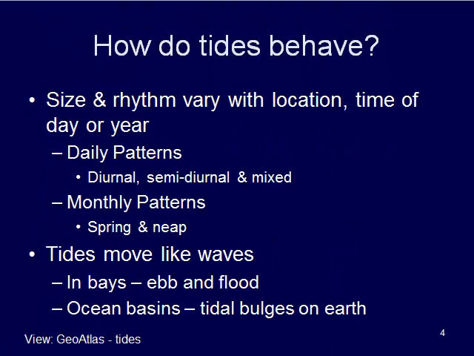So how do tides behave? Well, the size of the tide, the rhythm, how often it happens vary with where you are on the globe and what time of day or year it is. There's daily patterns. So you can have what are called diurnal, semi-diurnal, and mixed tides. We'll go into those in the next video. And then you can have monthly patterns of spring and neap tides, and we'll go over that a little bit later as well. So these are the major rhythms and patterns we see.